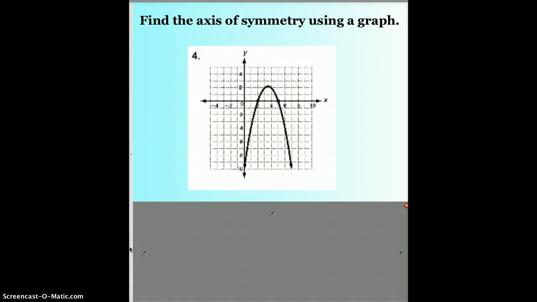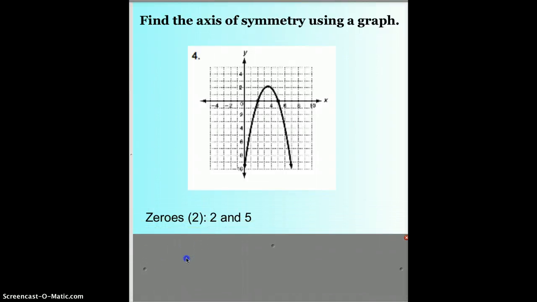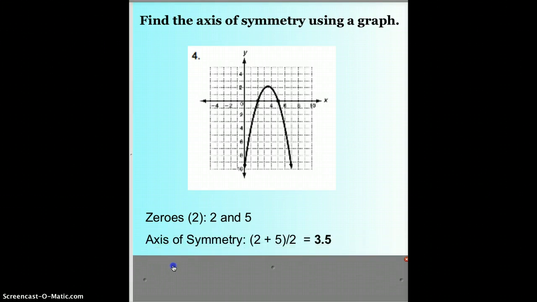Here's one. So first thing you want to do is find out what your zeros are. So here, my parabola passes through the x-axis at 2 and at 5. Because there are two zeros, this means my axis of symmetry is the average of the two. So 2 plus 5 is 7, divided by 2 is 3.5. And that looks like where it would be perfectly broken right in half. So here is my axis of symmetry at 3.5.